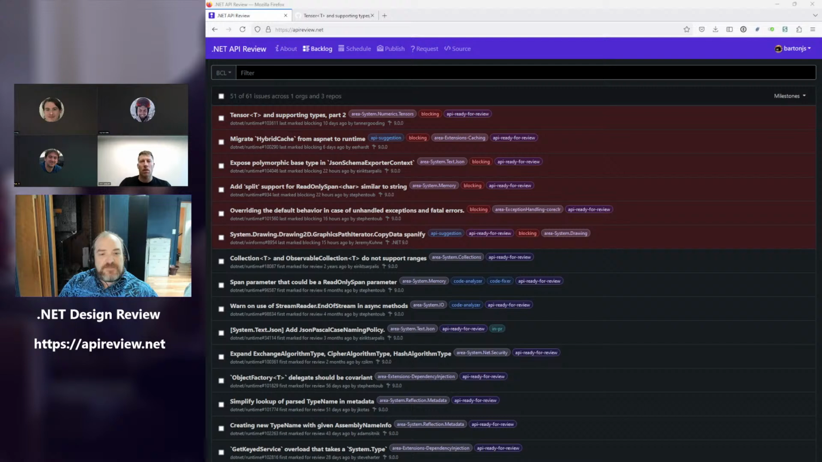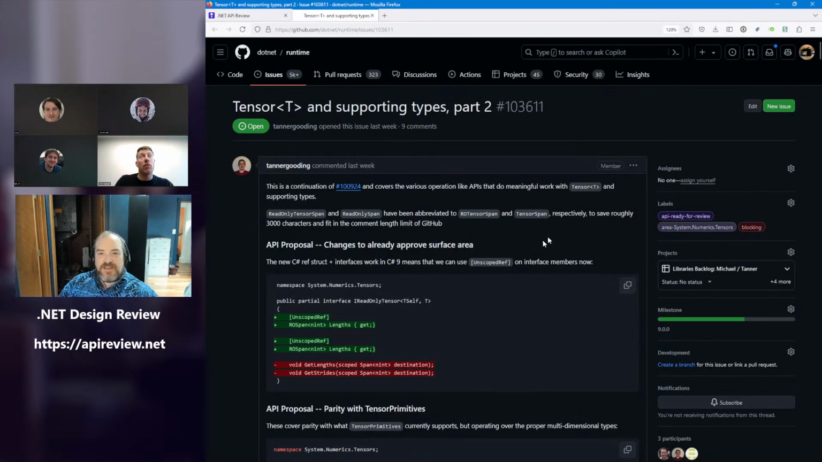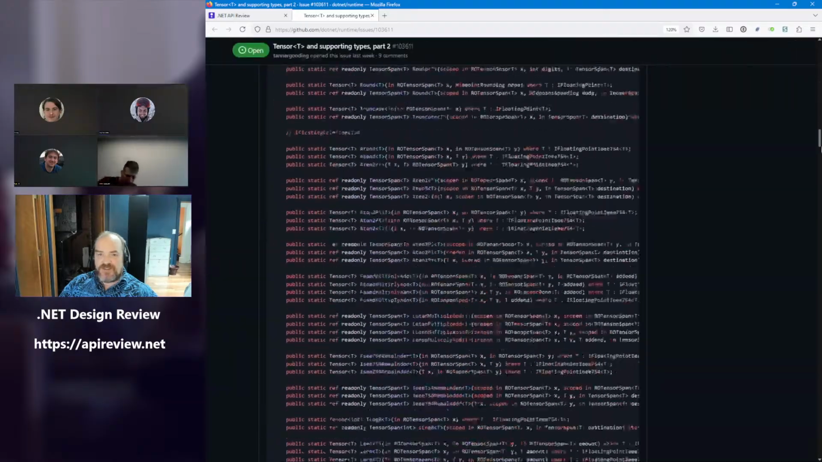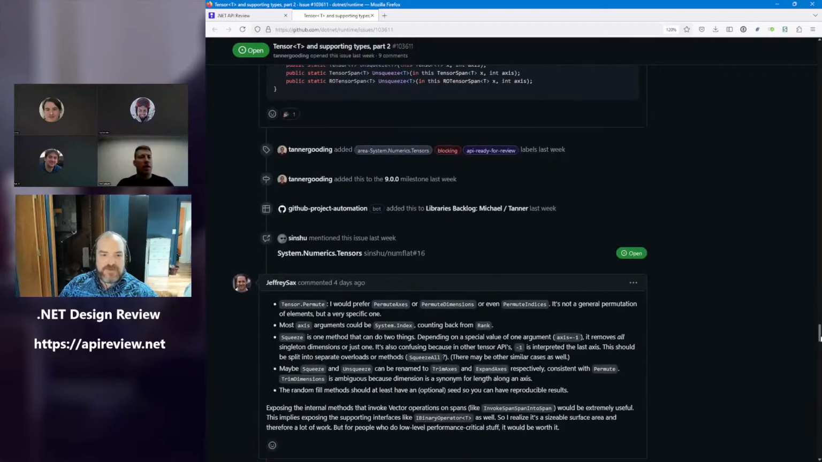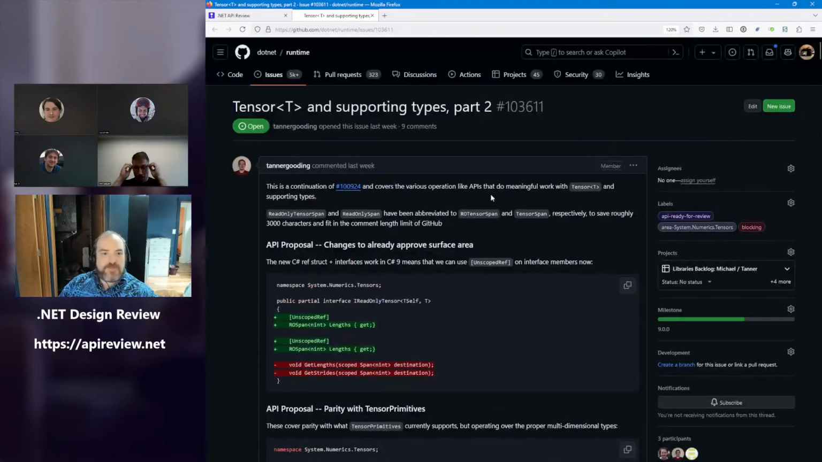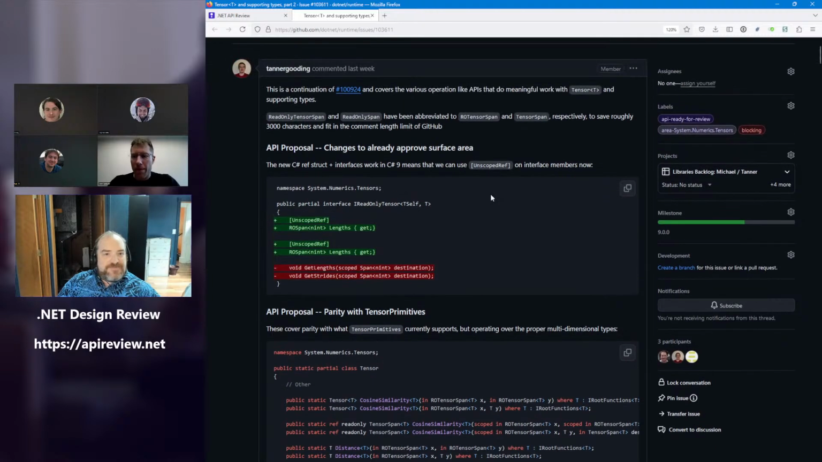All right. Welcome back, .NET API review. We have a whole lot of red, and I'm guessing we're going to get through half of one of them. Because today we are talking about Tensor T and supporting types part 2, issue 103611. Let's grab the scroll bar and see how long it is, and we'll keep going, and there's no way we're going to get that far today. But let's see what we can do. So, Tanner, you're up.